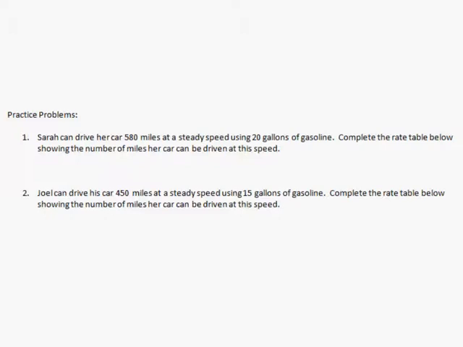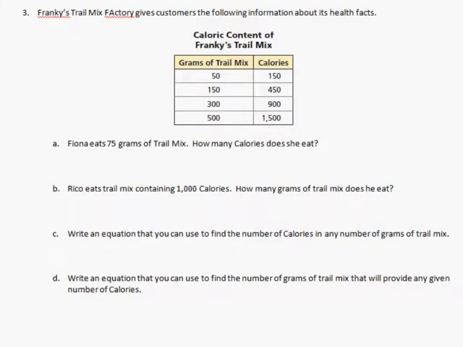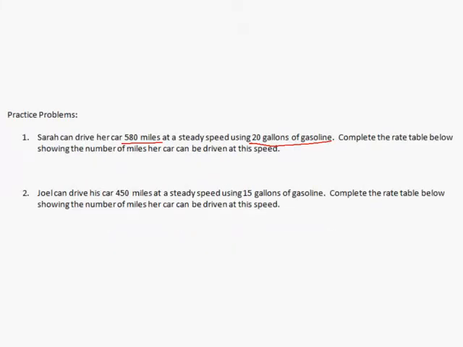Alright, let's move on to some practice problems. Sarah can drive her car 580 miles, that's important, at a steady speed using 20 gallons of gasoline. Obviously that's important. Complete the rate table below, showing the number of miles her car can be driven at the speed. I didn't give you a rate table, so we're going to create one.